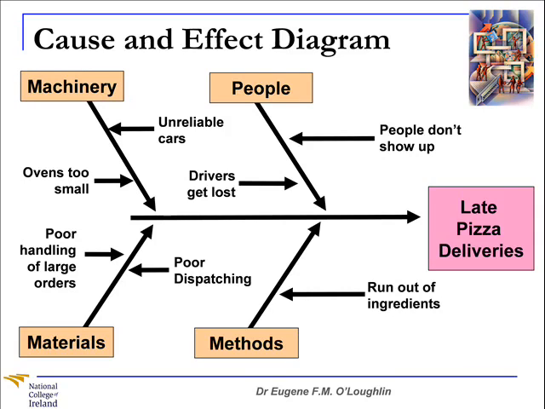So under machinery, I've got unreliable cars and ovens being too small. Under materials, I've got poor handling of large orders and poor dispatching. And finally, under methods, I've got run out of ingredients. There may well be others at this level, but stick to these ones here for the moment.